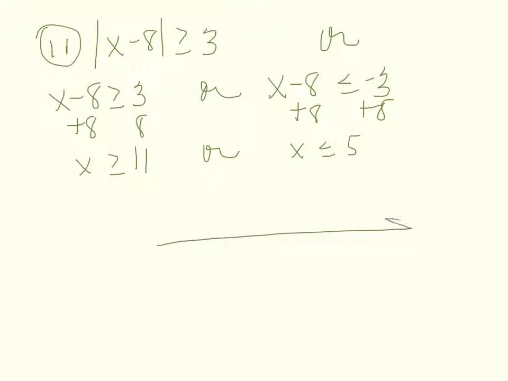So now we're going to graph these. I'm going to start with 5, 6, 7, 8, 9, 10, 11. Whoops. So or problems, we just combine their graphs. So I have x is greater than or equal to 11. It's a closed circle this time. It's going to be pointing to the right because x is greater than. Or x is less than or equal to 5.